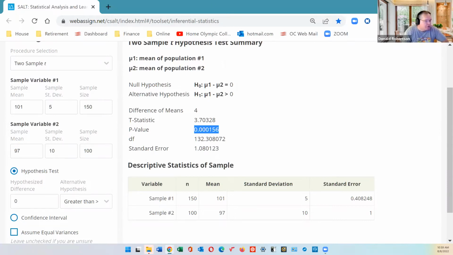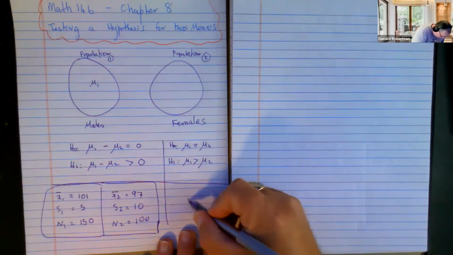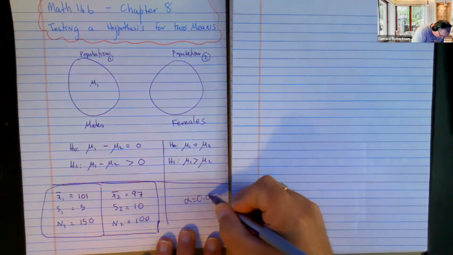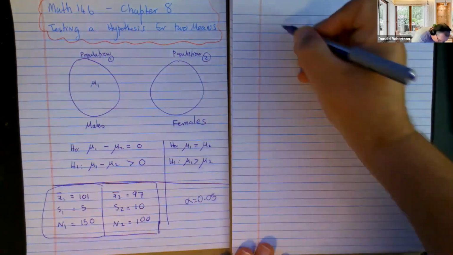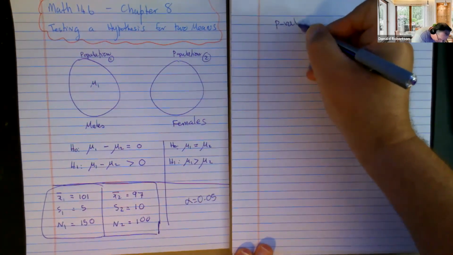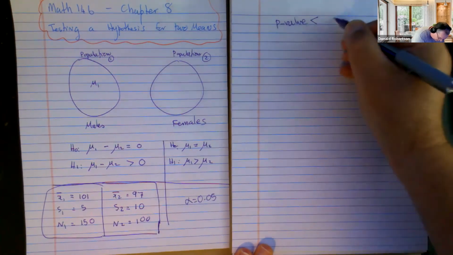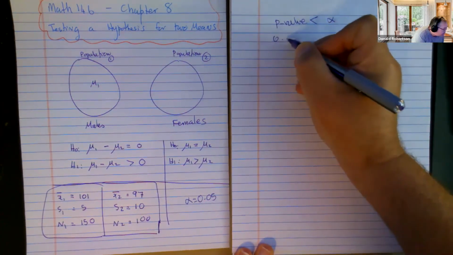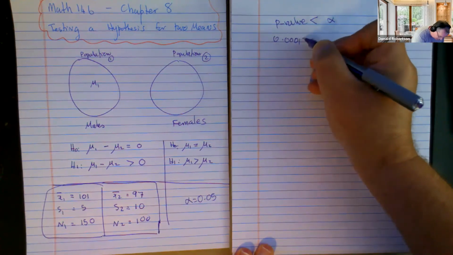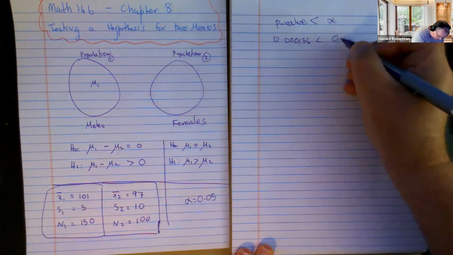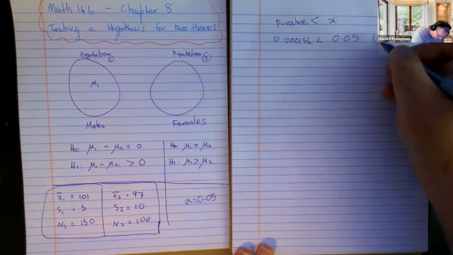Right, where am I off to now? Well, I should do my test just to finish it. So I forgot to tell you that this was going to be at the 0.05 significance level. So here goes. Our p-value, is it less than alpha? Is our 0.000156 less than 0.05? And the answer is yes.